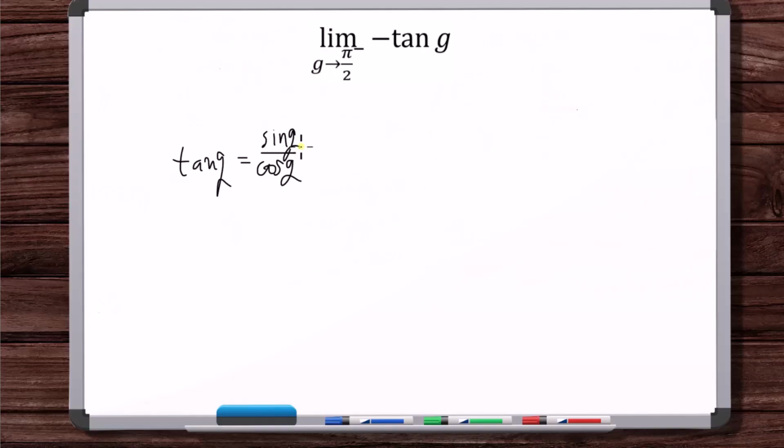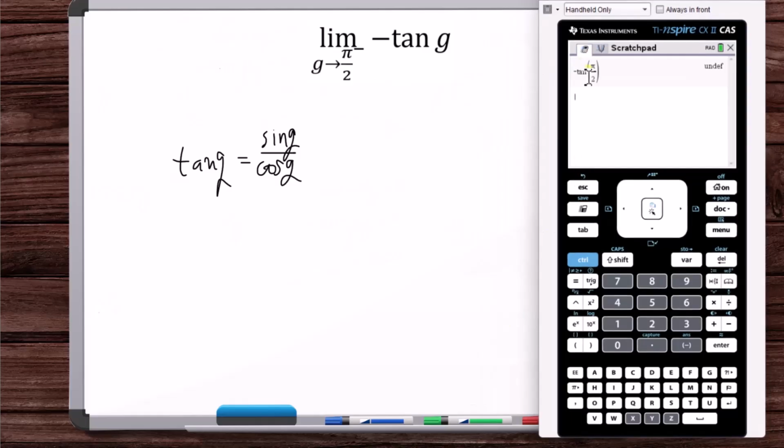So now what we can do is plug in a number that's just below pi over 2, to the left of pi over 2, into this function and see if it's a large value in magnitude that's positive or negative. So we can do, let's take this and subtract.